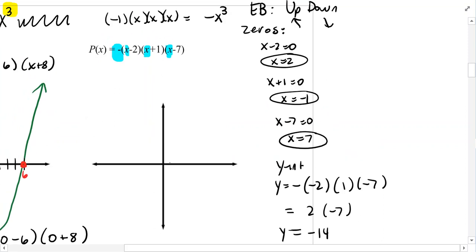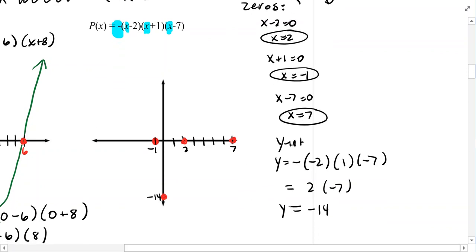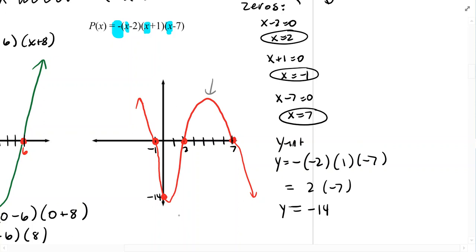My x-intercepts: 1, 2, 3, 4, 5, 6, 7, negative 1, and we're going to throw negative 14 down here again. Boom, boom, boom. I'm going through all of those points. And now I know my ends. That end is up. That end is down. I'm going to kind of go like that. And again, I did not find out how high this hill was. Similarly, I did not find out how low this valley was. That's okay. That's a problem for a different day.